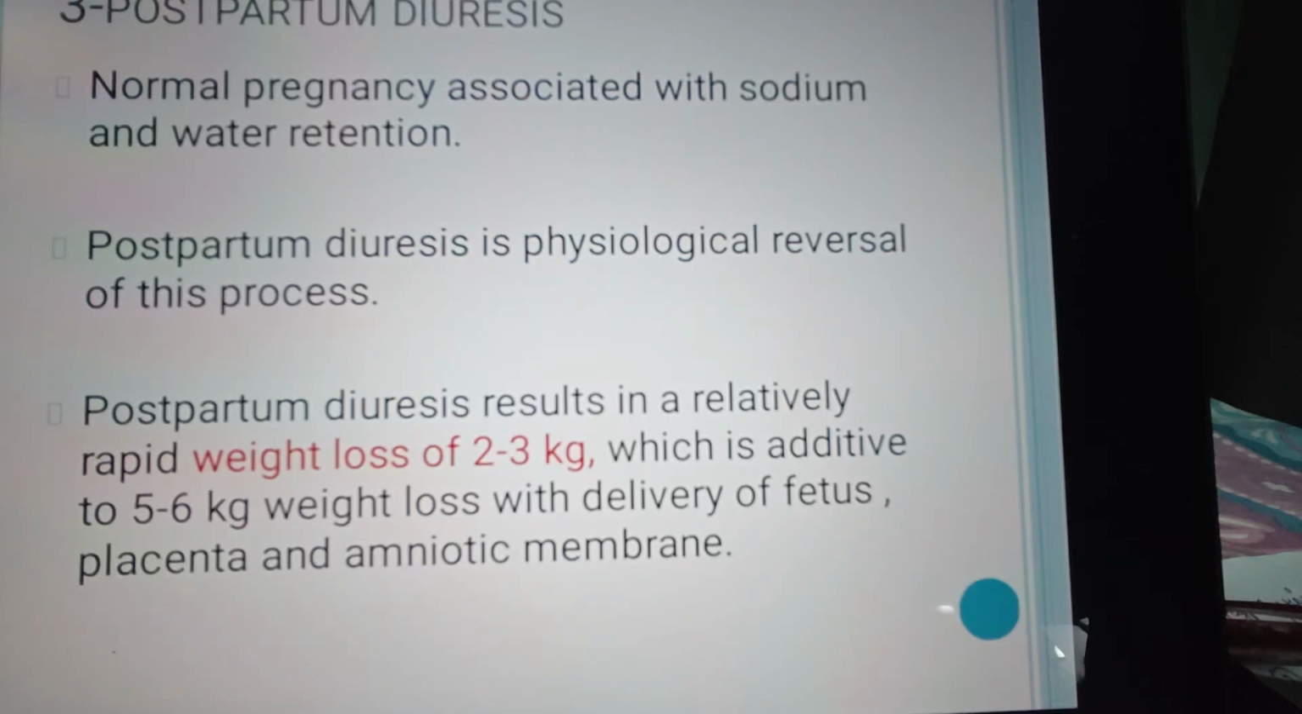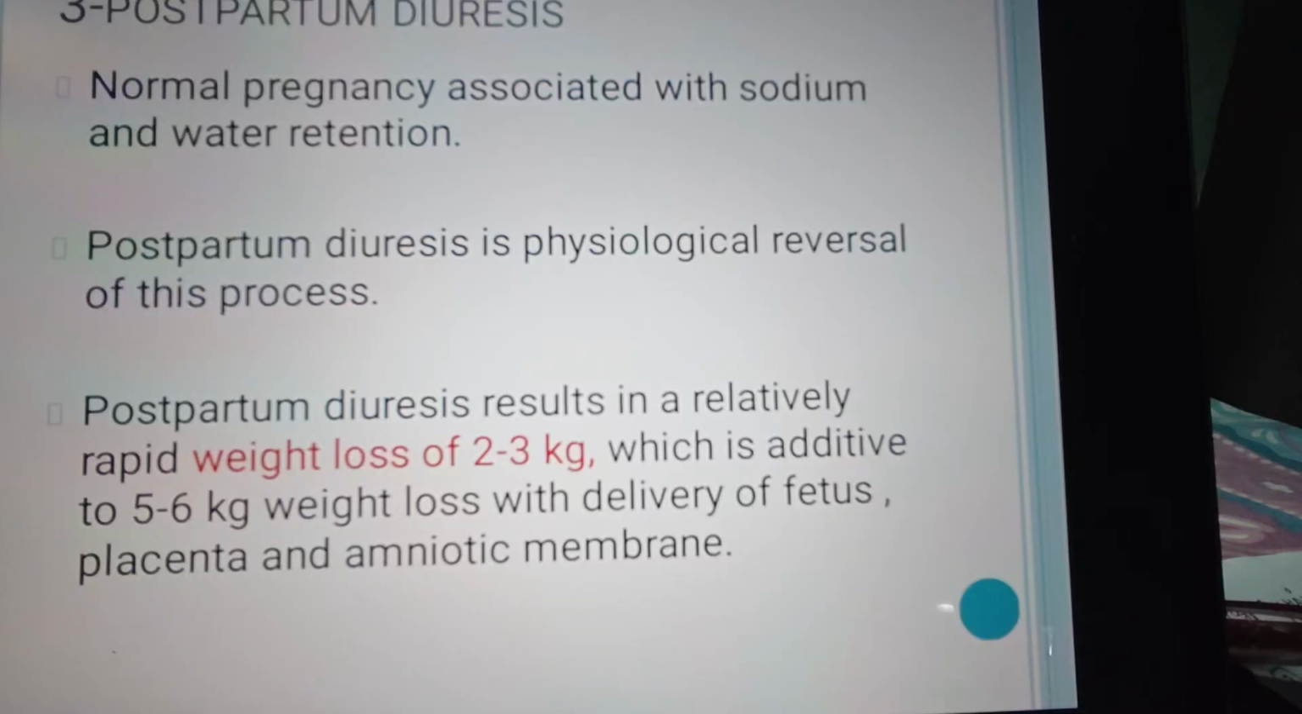Now, what is postpartum diuresis? Normal pregnancy is associated with sodium and water retention, and this sodium leads to an increase in intravascular volume. And what happens in the postpartum period? There is postpartum diuresis, which is a physiological reversal. Postpartum diuresis means increased urine production after delivery, which results in relatively rapid weight loss of around 2 to 3 kilograms. This is additive to the 5 to 6 kilograms weight loss with delivery of the fetus, placenta and the amniotic membrane. As we know, there is weight gain in pregnancy, and just after delivery the weight of the mother is reduced.